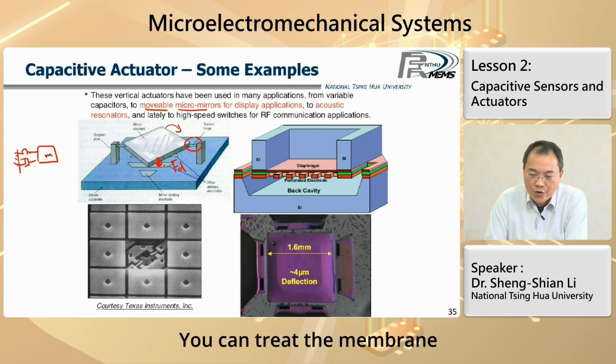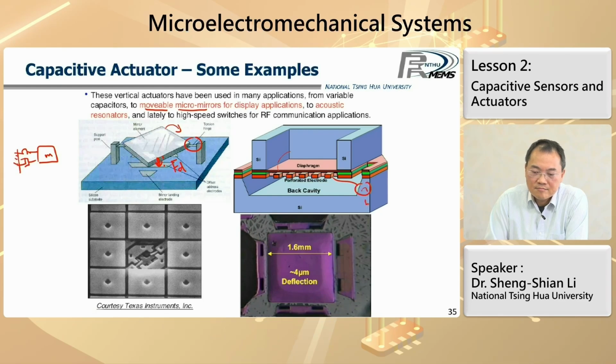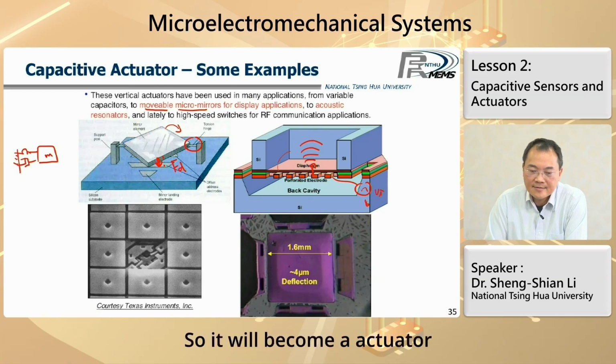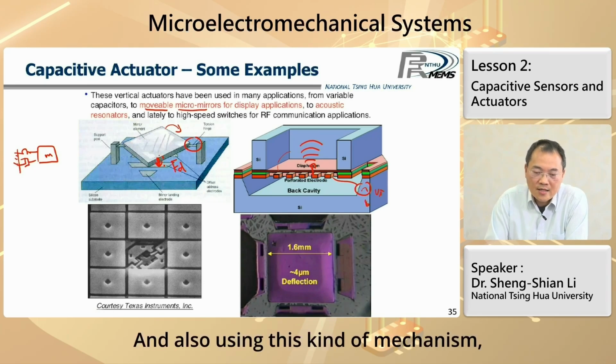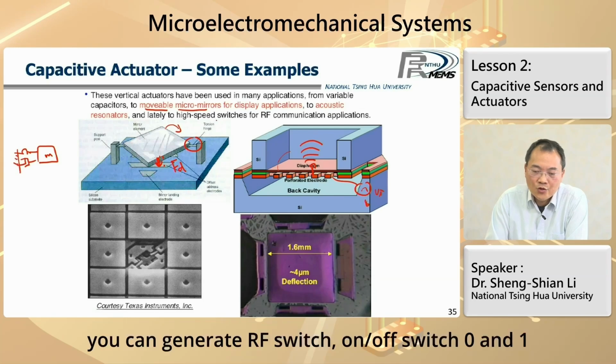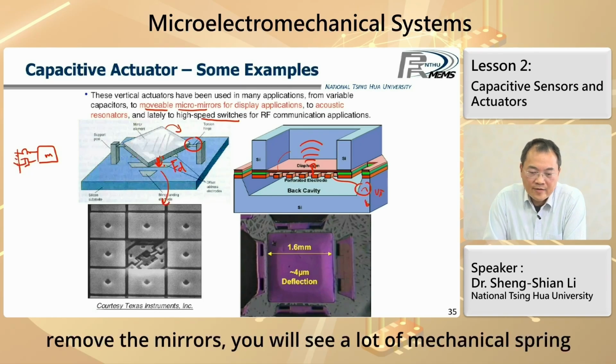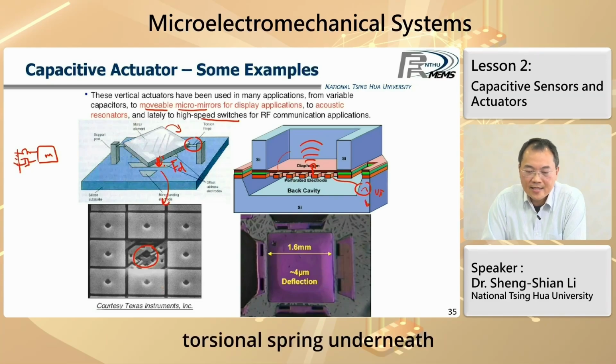Or you can treat the membrane as a resonator. If you apply an AC signal to drive the membrane, it will generate acoustic waves, for example, like speakers, right? So it will become an actuator. And also, using this kind of mechanism, you can make an RF-MEMS switch, on-off switch, 0 and 1. So you can see that. Remove the mirrors, and you will see a lot of mechanical springs, torsional springs, underneath.